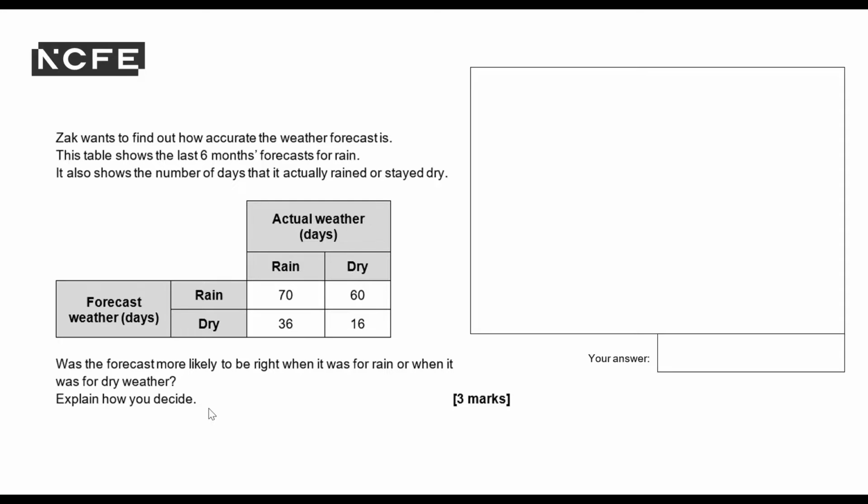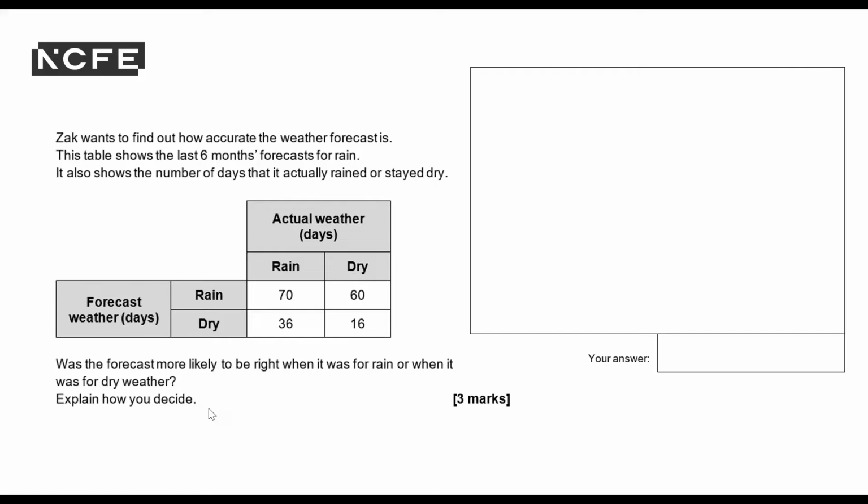Zach wants to find out how accurate the weather forecast is. The table shows the last 6 months forecast for rain. It also shows the number of days that it actually rained or stayed dry. We've got a two-way table there. Was the forecast more likely to be right when it was for rain or when it was for dry weather? Explain how you decide.